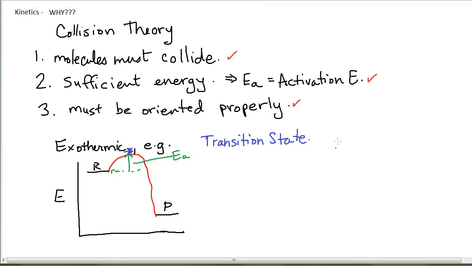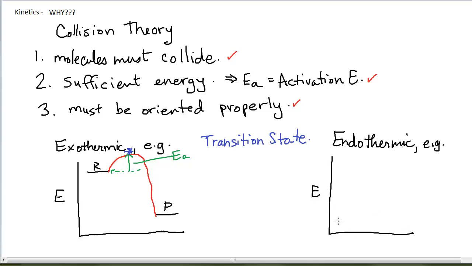If we look at an endothermic reaction, we see a similar path. This is my energy diagram. My reactants, however, are going to start at lower energy. My products are going to end up at a higher energy, but my path is not simply from here to here. I actually have to go over a similar energy barrier, and the energy barrier that I have to go over is the activation energy.